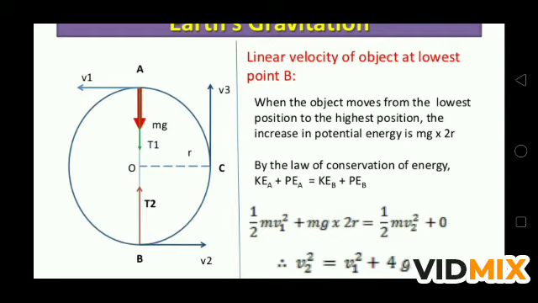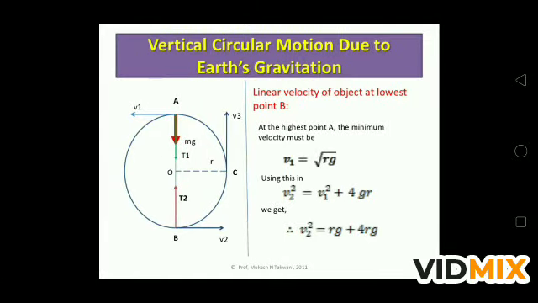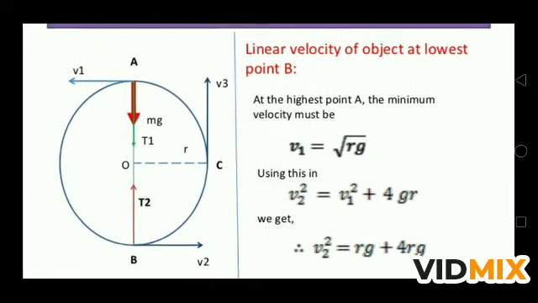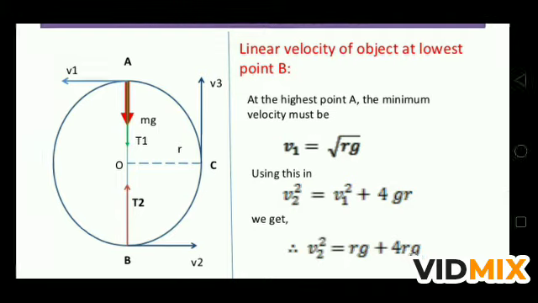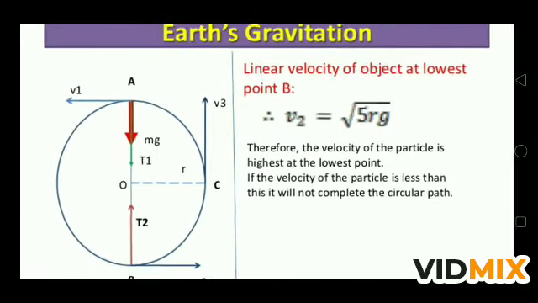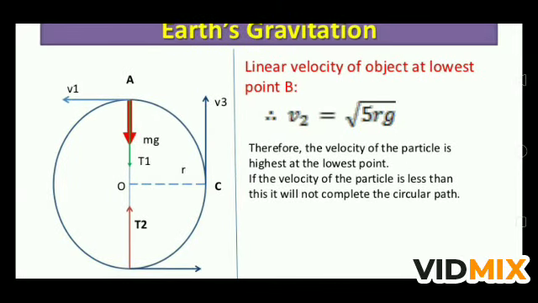So from this relation, v2 square is equal to v1 square plus 4gr, and v1 is equal to under root rg. Putting the value here, v2 square is equal to rg plus 4rg, so the linear velocity at the lowest point will be v2 is equal to under root 5rg.